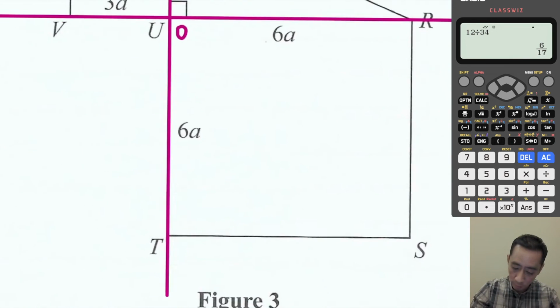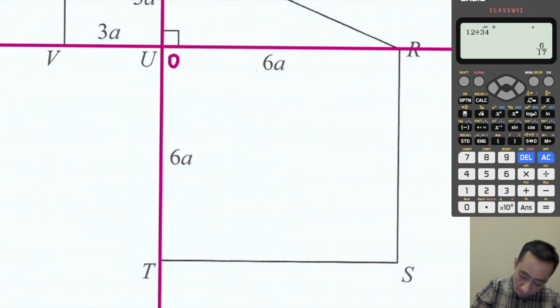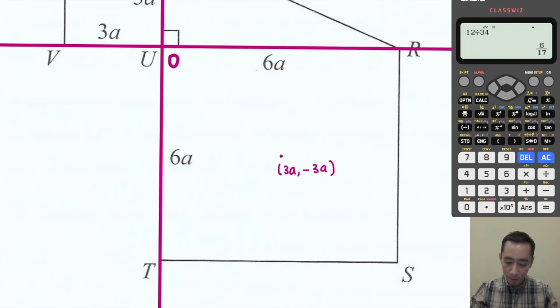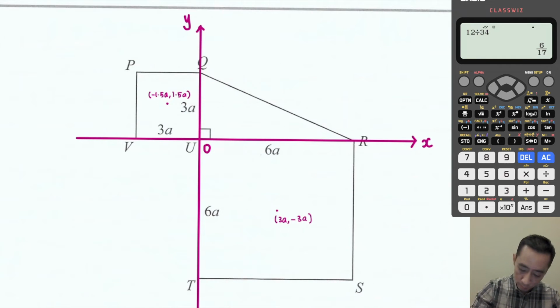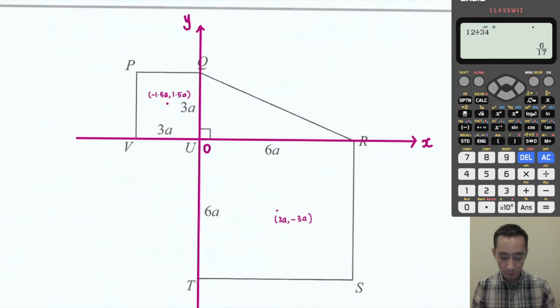Then for this one, let's say the center of mass is here. So for this one it is 3A and negative 3A. Negative because it's below the x-axis. 6A half is 3A. For this one, negative is because it's on the left side of the y-axis. 3A half is 1.5A. So therefore it's negative 1.5A here.